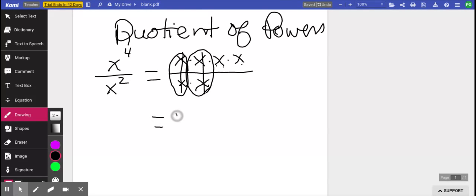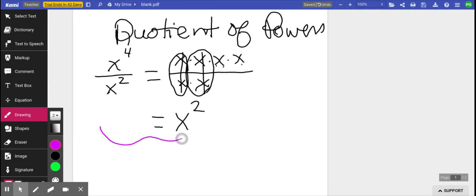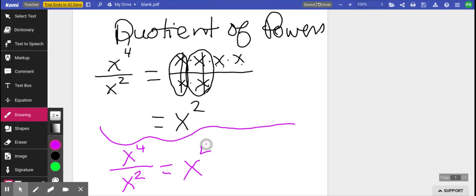We've got x squared. But another way to think about that would be to say, if we have x to the fourth and we're dividing it by x squared, since our two expressions have the same base, we'll keep the base of x, but then we will subtract the exponents.